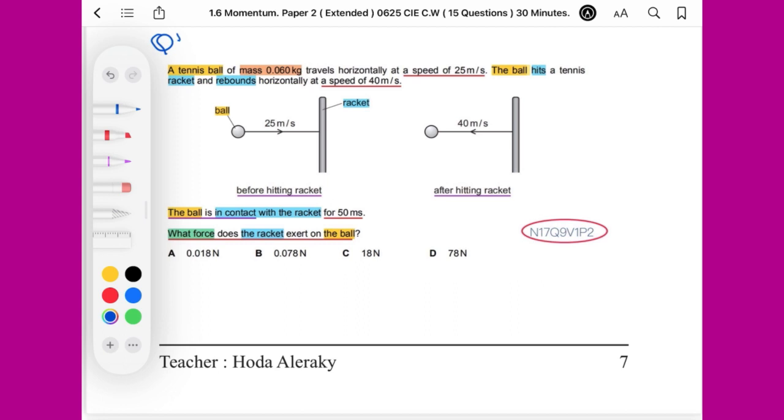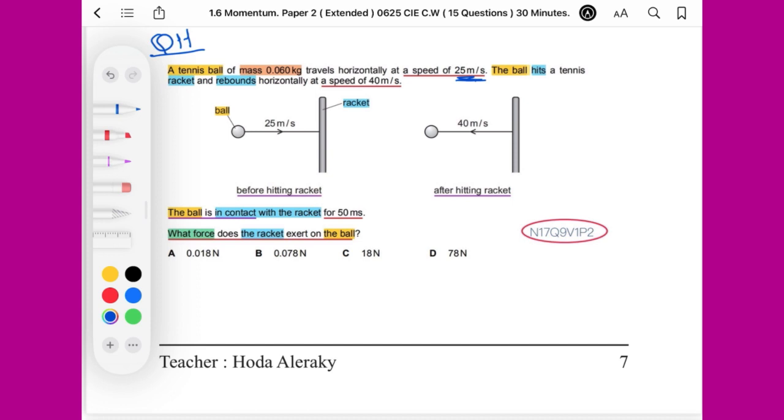Question 11, it's a challenging question. We have here a tennis ball of mass 0.060 kilograms travels horizontally at a speed of 25 meter per second. Since the question is telling you speed, it means you have the magnitude of velocity. So the direction is not mentioned. You have to follow the diagram and you should find the direction of velocity. So 25 meter per second, it's the magnitude of velocity.